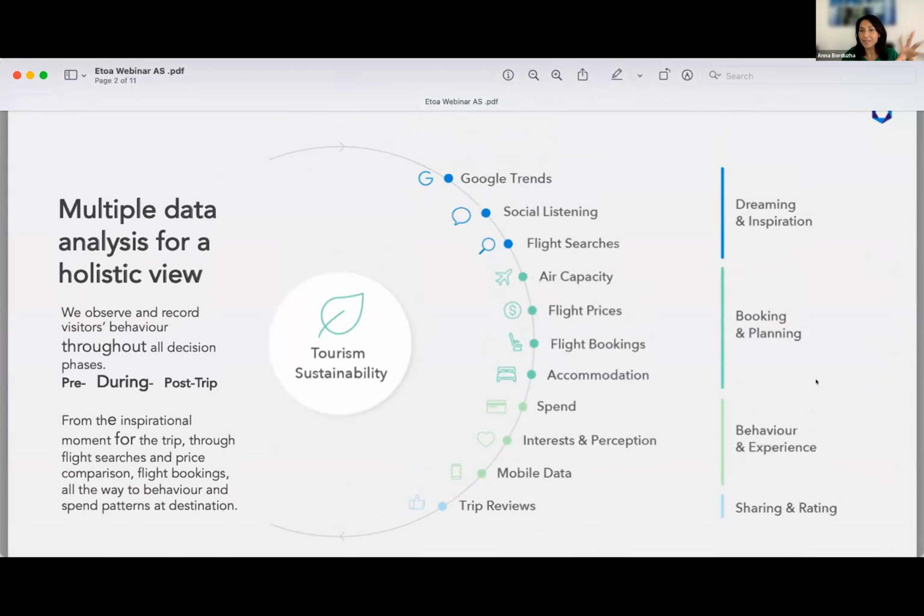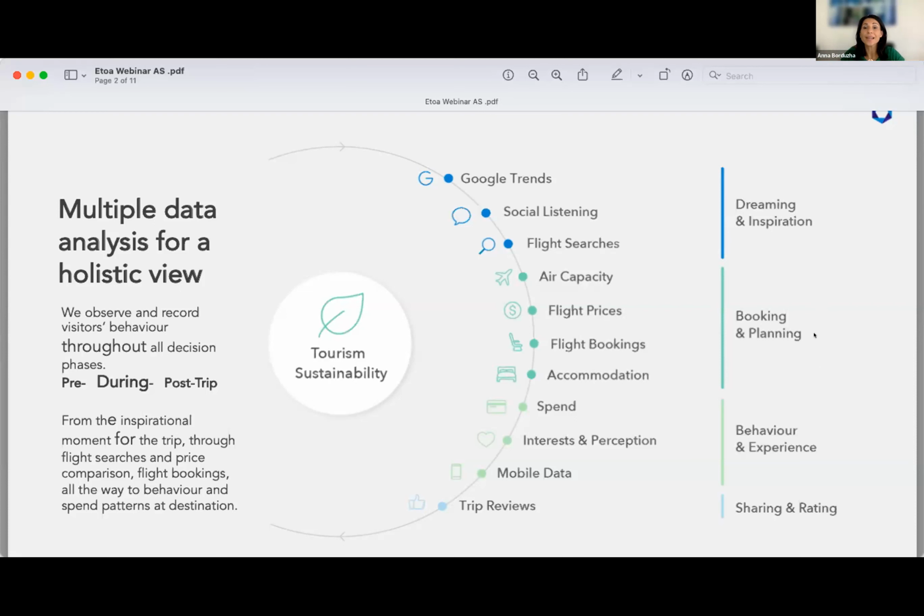From the dreaming and inspirational moment, when our future visitors just start to look for information and prices in order to choose the next destination for their vacation, we can already understand what kind of information they find. From this data, we can also measure and evaluate the future inspirational demand for the destination. Once they decide where to go and book flight tickets, from this data we can understand our confirmed demand. And in this case, to have this information on time, we can prepare accordingly.